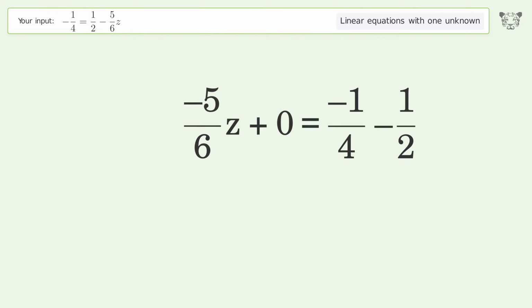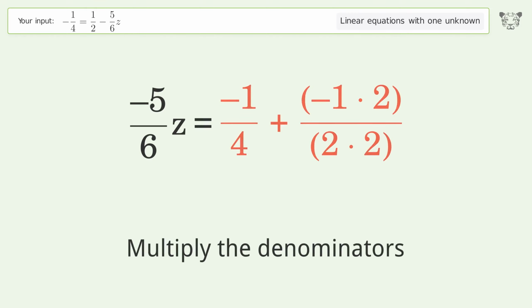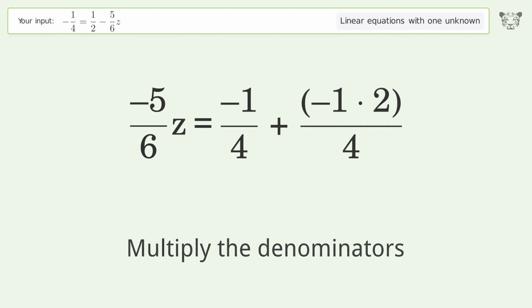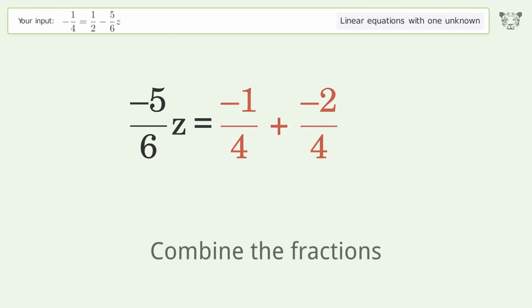Find the lowest common denominator. Multiply the denominators. Multiply the numerators. Combine the fractions. Combine the numerators. Isolate the z. Multiply both sides by inverse fraction 6/5.